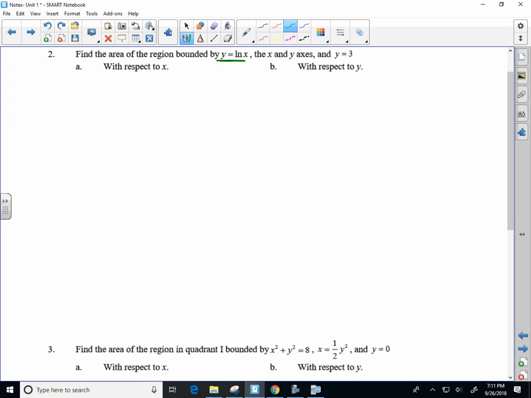So for now, recurring theme, put it in your calculator if you don't know what the natural log function looks like. All right, hopefully you know what the line y equals 3 looks like, otherwise we should probably talk. We're looking for the area of the region bounded by y equals ln of x, the x and y axes, and y equals 3. So we're going to calculator. Take a look.